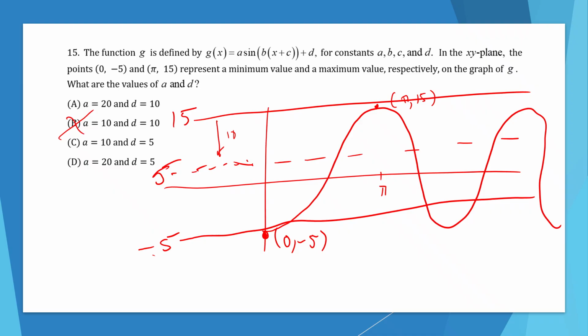So D should be +5, so we can instantly eliminate A and B. Looking at this, our amplitude is going to be the distance from our midline to our maximum, which is 10. So C is the correct answer there.